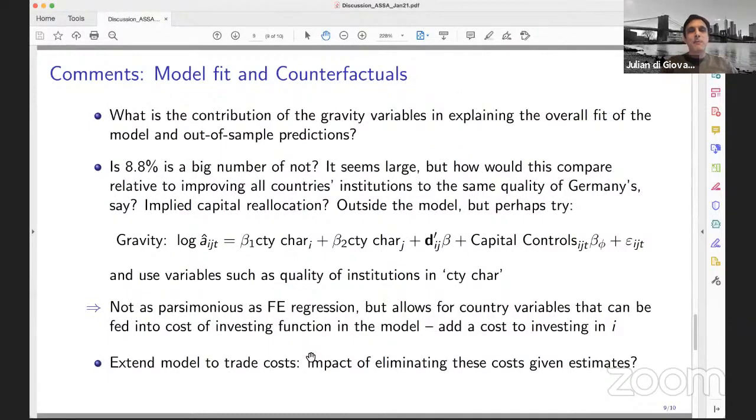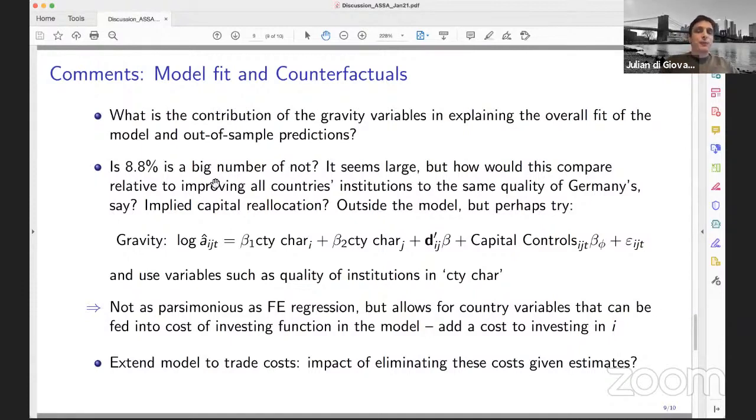But finally, the model fit and counterfactuals. Again, it would be great. They fit everything wonderfully out of sample, but they're also feeding a lot of data into their calibration. Observed measures of TFP, etc. So, like the gravity estimates, it would be good to know what the contribution of the gravity variables is in explaining the overall fit, as well as their out of sample predictions of home bias and return differentials, relative to other variables that are included in the calibration.